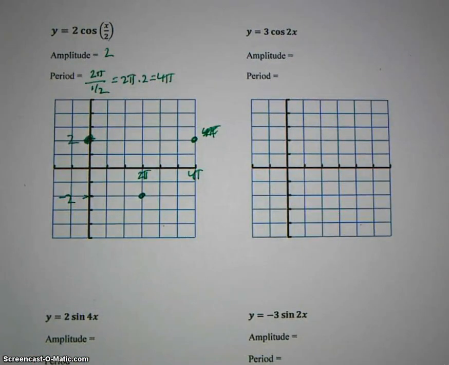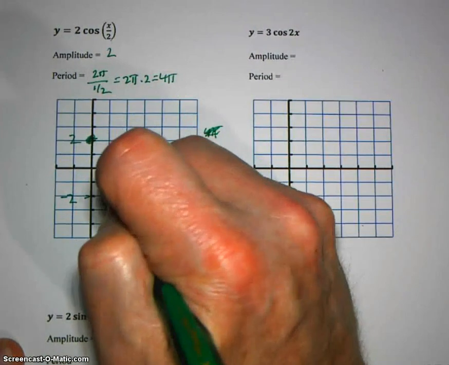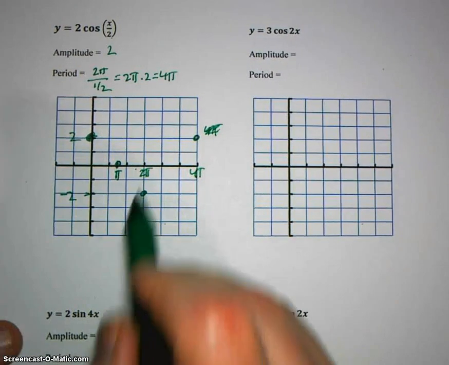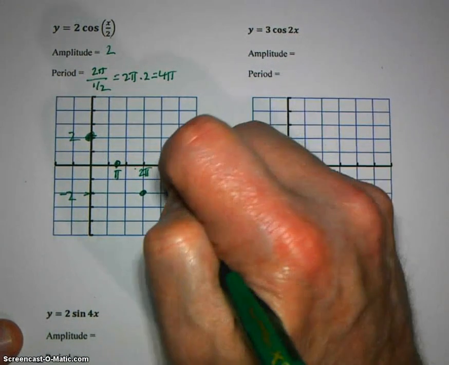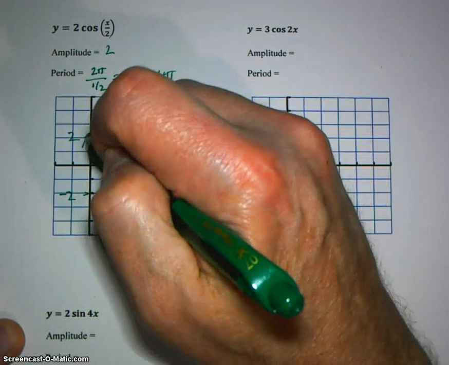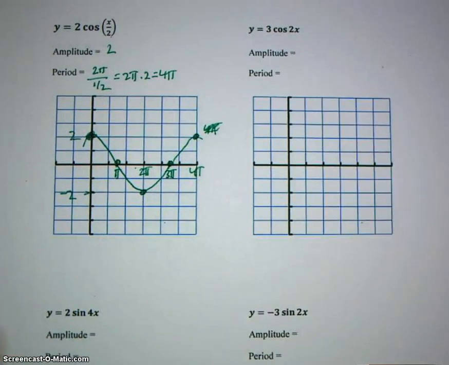And then again, this one worked out pretty nicely. Halfway between 0 and 2 pi is 1 pi. We'll be on the axis there. And halfway between 2 pi and 4 pi is 3 pi. And we'll be on the axis there. So here's our cosine graph. Looks like so.